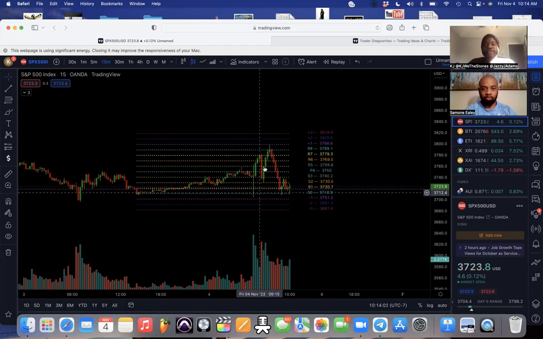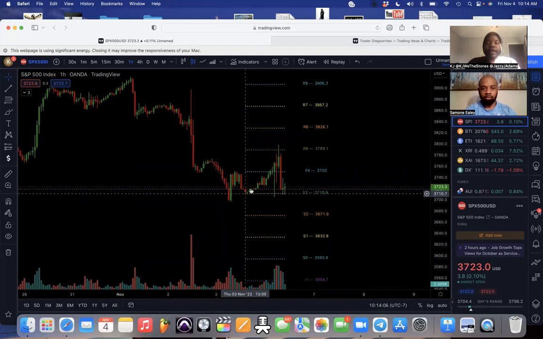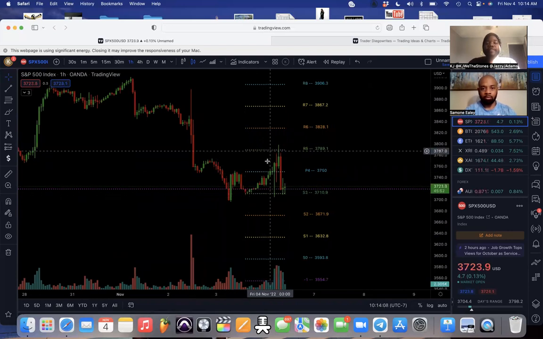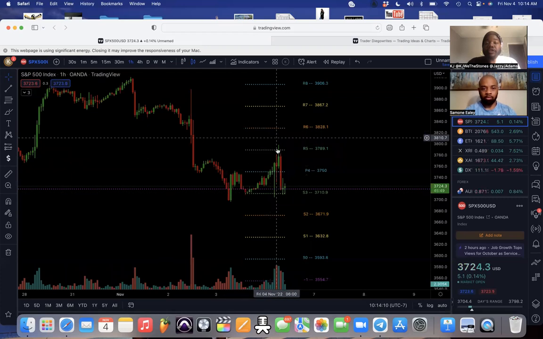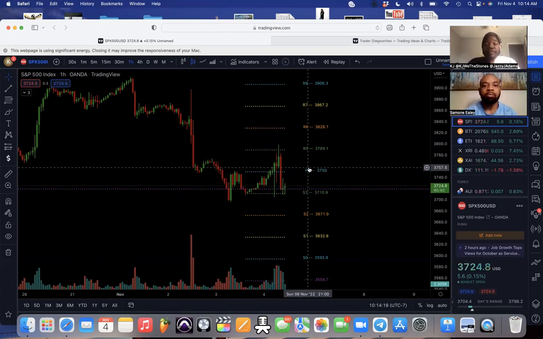We got a full swing up, swing down on the 15 minute, while on the 1 hour, it was nothing but a S3 to R5. And that's what I mean. So it's S0 to R8. This is S0 to R8 on the 15 minute. But it's only these two pivot levels. It's just a consolidation between the P4 and R5 on the 1 hour.